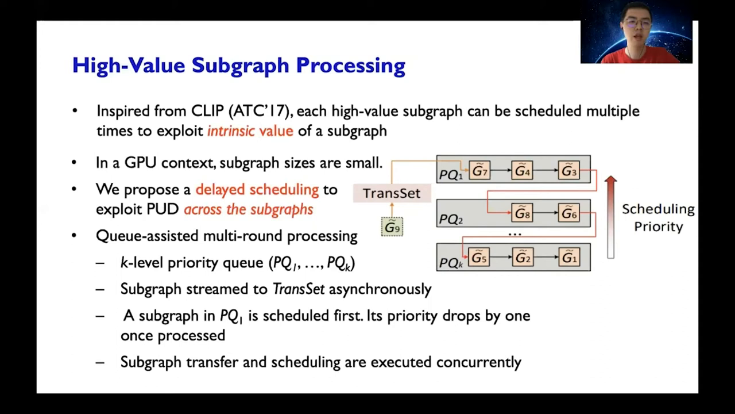In Scaph, we improve PUD exploitation significantly by enabling the exploitation of the internal value across subgraphs. Our key observation is that, given a subgraph already available in GPU memory, scheduling it again after a period of delay can expose the PUD fully, rather than processing it repeatedly. We thus present a queue-assisted multi-round processing scheme based on a K-level priority queue to enable rescheduling a GPU-resident subgraph after some delay. K indicates the maximum number of times a subgraph has been processed in the current iteration. Thus, K will vary from iteration to iteration.